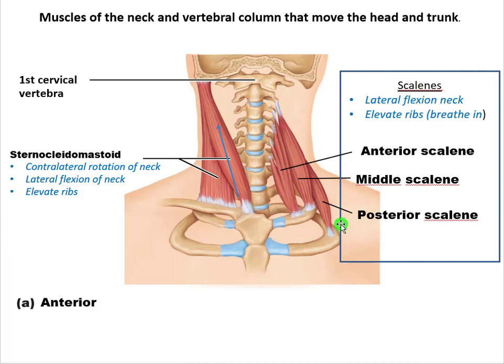Scalenes. When we look at the scalenes, there's three of them: an anterior scalene, a middle scalene, and a posterior scalene. These scalenes actually all do the same thing. In the coronal plane, they create lateral flexion of the neck, and they are also synergistic to the sternocleidomastoid in that they elevate the ribs, and when they elevate the ribs, that allows you then to breathe in. So now let me talk a little bit about why these muscles are really important.